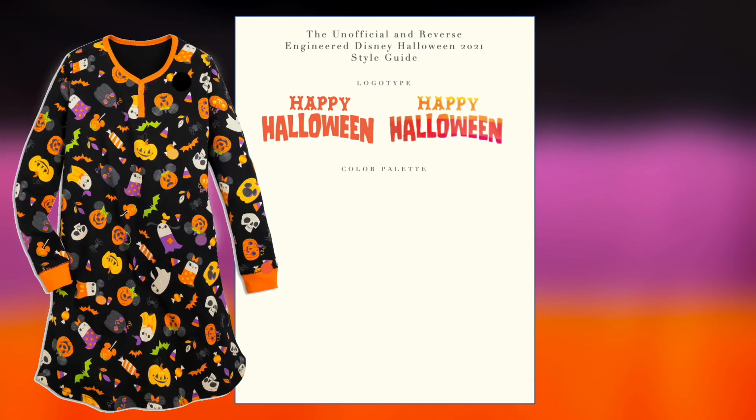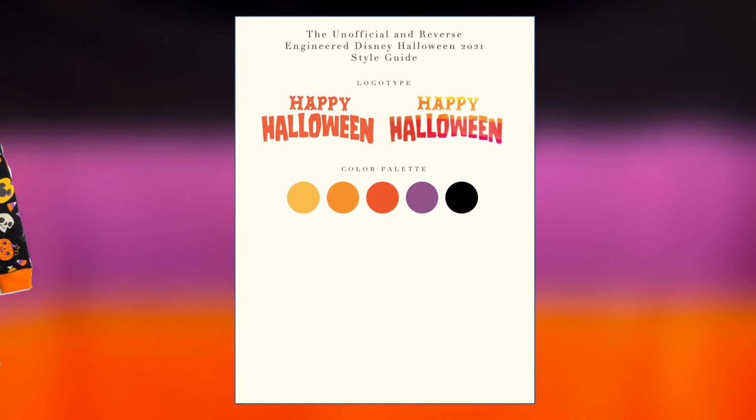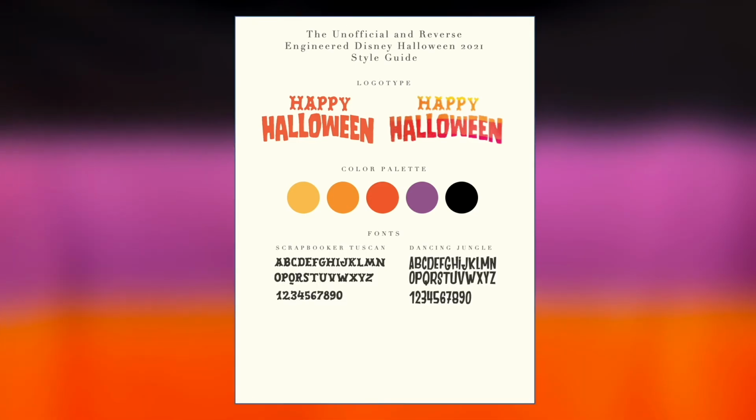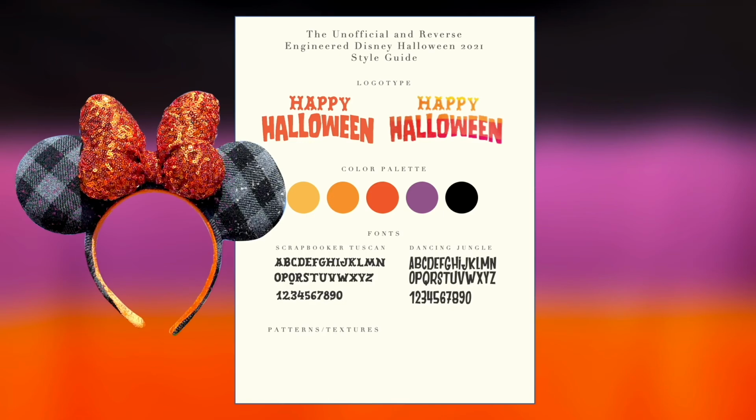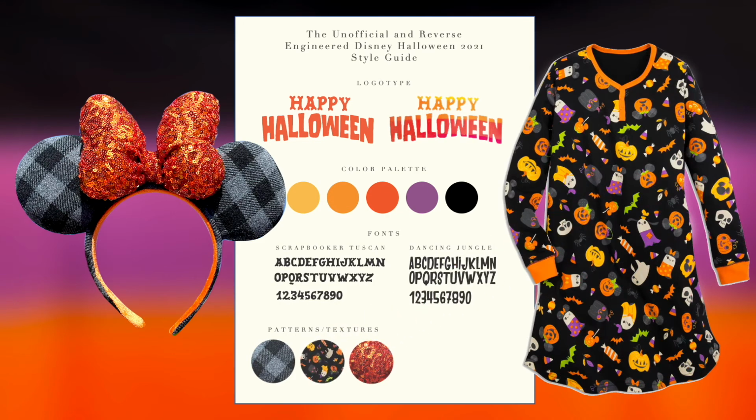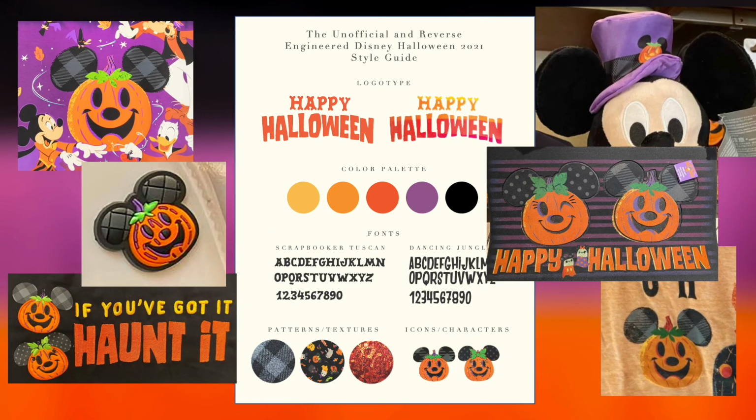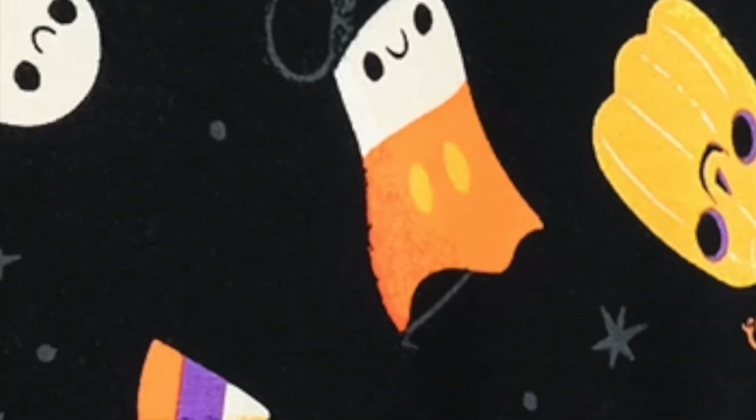Before we go, just to piece all that I've covered in this video, let's reverse engineer a style guide for Disney's Halloween 2021. First, we have our logo type. I picked the 5 most prominent colors. For the 2 fonts, I'll use Scrapbooker Tuscan, and I picked Dancing Jungle, which sort of seemed to match the theme well. So we've got our gray plaid pattern, and we've got our orange sequin texture, and we've got our Ghost and Candy pattern. Also added the Mickey and Minnie pumpkins since they seem to be featured on quite a few elements, and if I were doing more than one page, I would add some ghosts, some decorative elements like leaves and bats, and there you go.